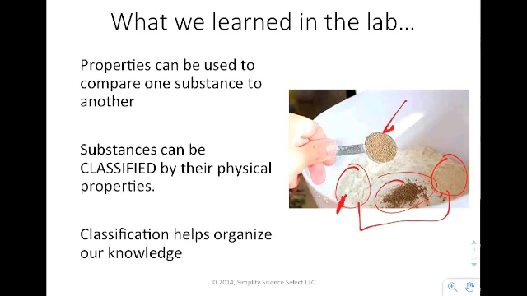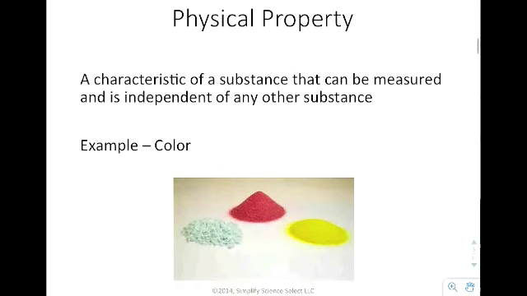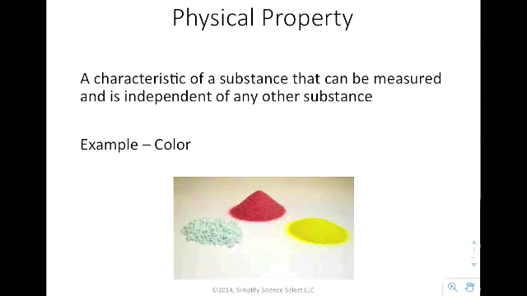Now, a physical property is defined as a characteristic of a substance that can be measured independent of any other substance. So if I were to take a look at this and measure this substance independent of anything else, that means I'm not mixing it with anything, and that usually includes things like air and water. You're measuring it independent of anything else.